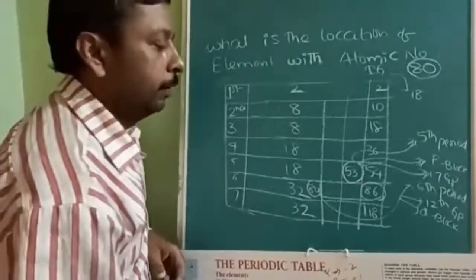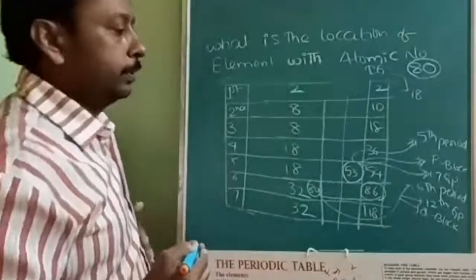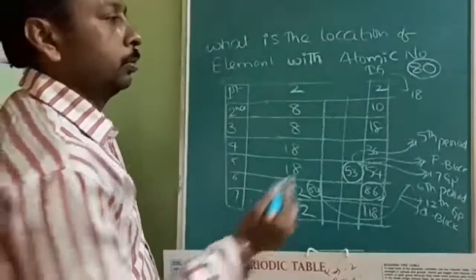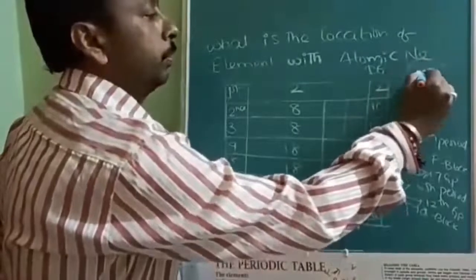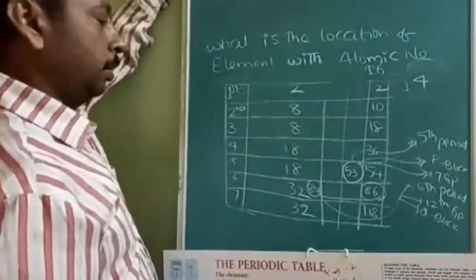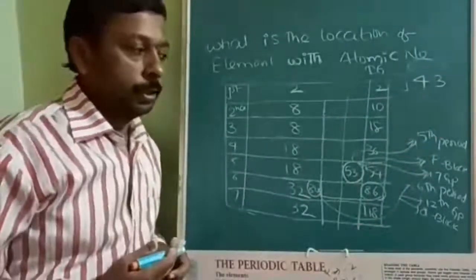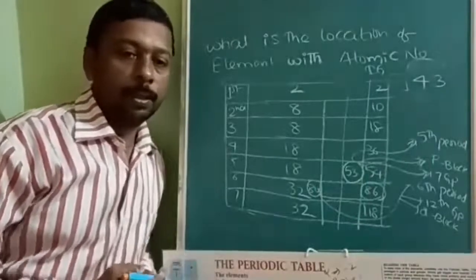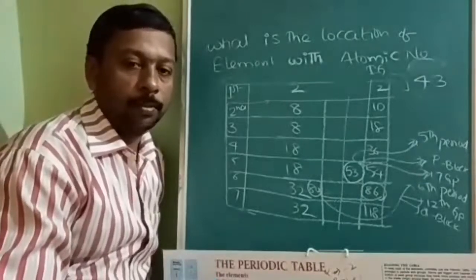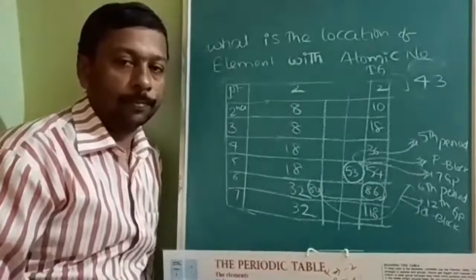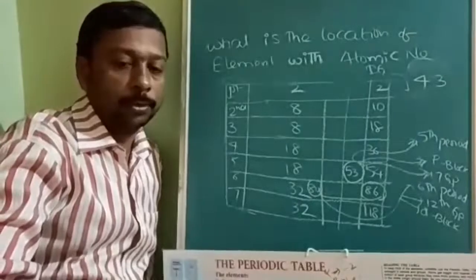Now, is it possible that every time we have to go backward only? It is not like that. Okay. Now I am giving a question where you have to go forward also. Suppose the question is: find the location of the element with atomic number 43. Next question is: find the location of the element with atomic number 43.